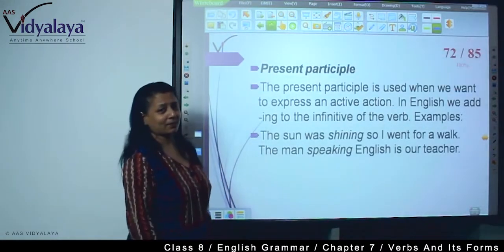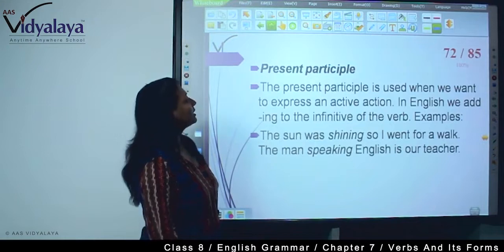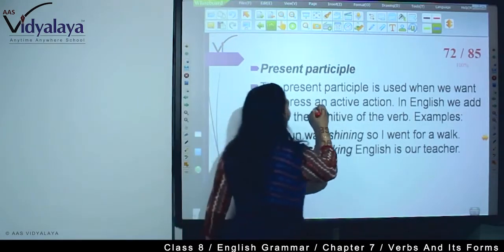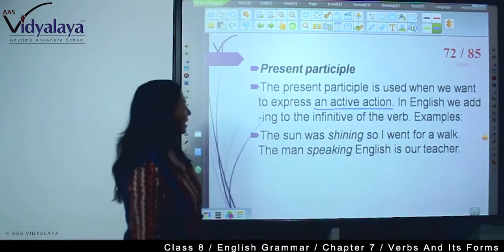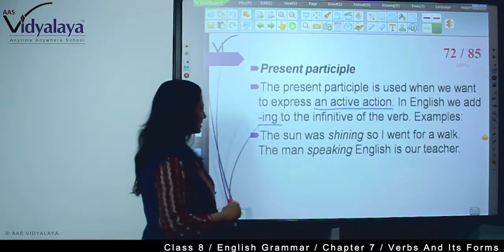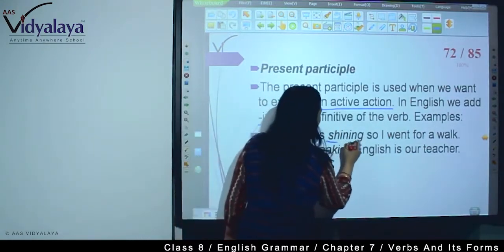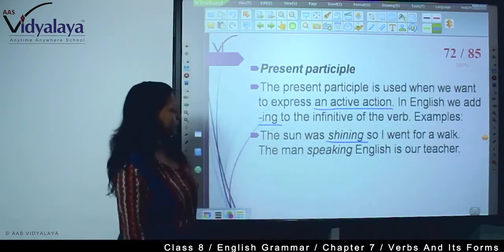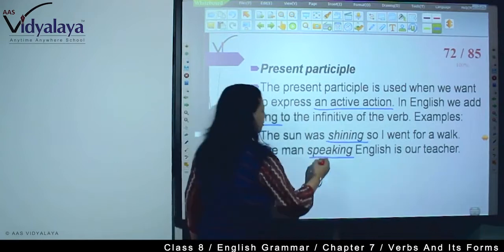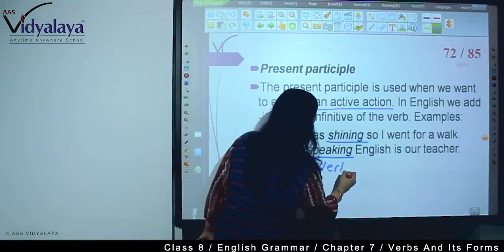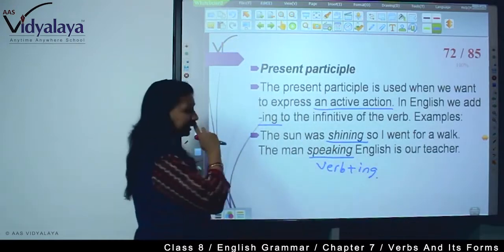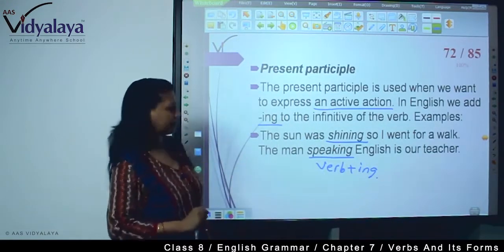Now participle, present participle. The present participle is used when you want to express an active action and we add ing to the infinitive of the verb. For example, the sun was shining. The man speaking English is our teacher. So verb plus, here you are seeing ing, base plus ing. And these are present participles, right?